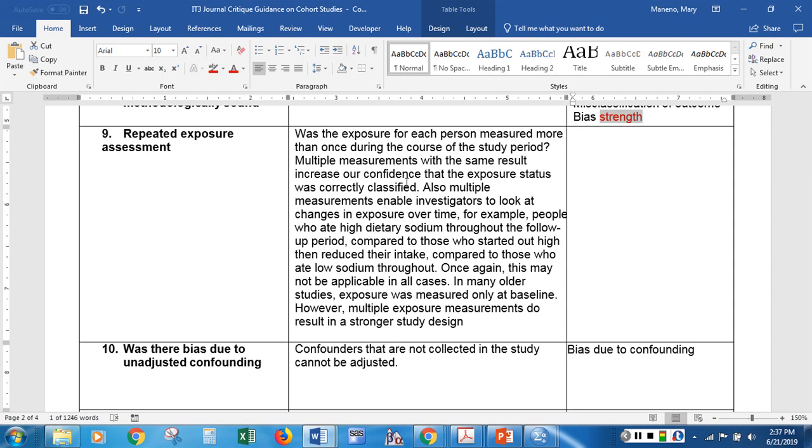This is not applicable to our study, but I just want to bring up the point. Should you be looking at an article that has an exposure that's a drug, or dietary intake, or intake of something, or even environmental exposure, you can point out that this issue was repeatedly measured.